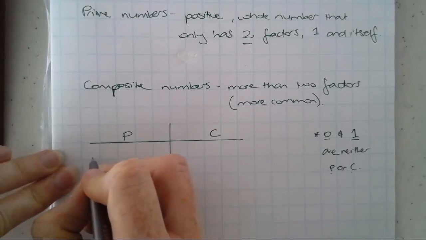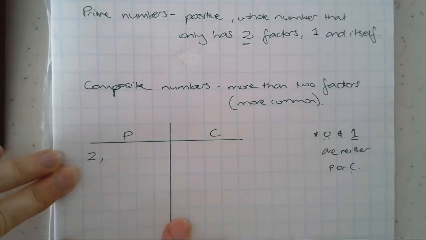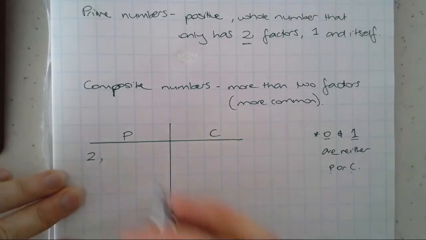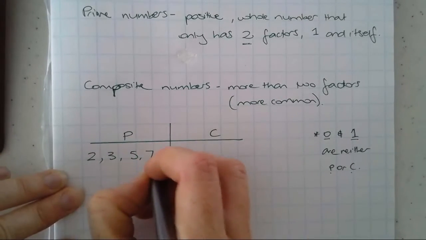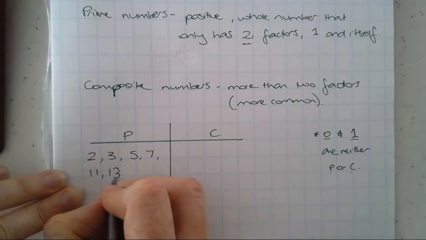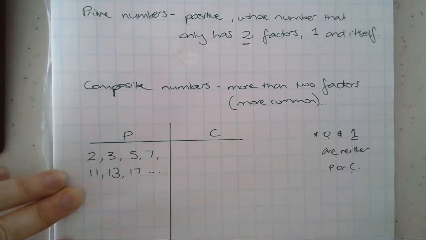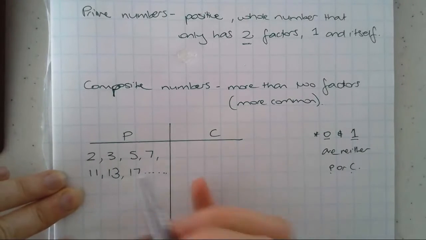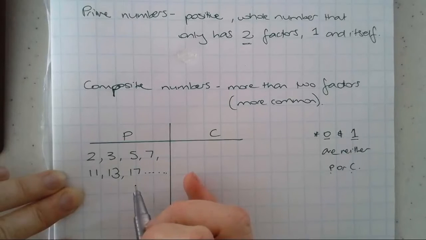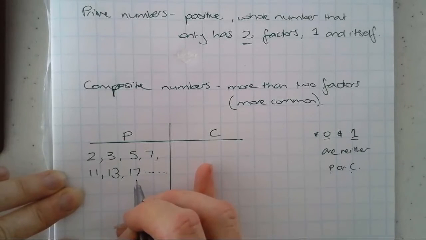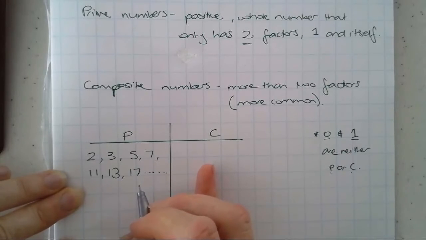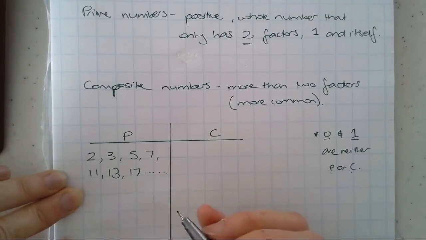On the prime side, we've got the number 2, which only has 1 and itself, 1 times 2. Nothing else multiplies together to give that number, whole numbers anyway. Then 3, 5, 7, 11, 13, 17, and so on. All of these numbers only have 1 and itself to multiply together to give that answer. If I take 17, for example, the only two numbers that multiply to give 17 are 1 and 17. Nothing else works, and nothing else divides evenly into it either.